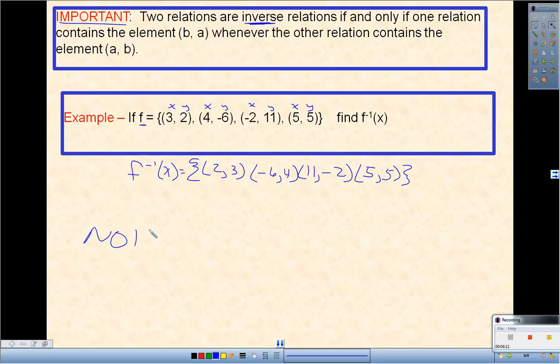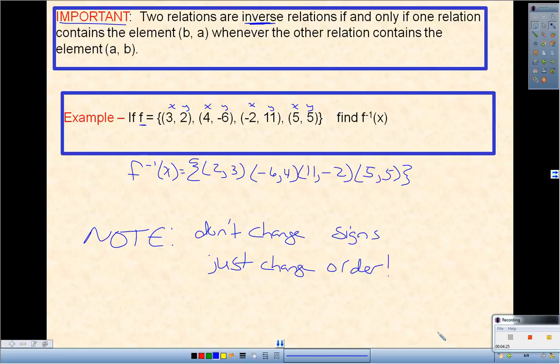It is very important that you notice that you don't change the signs on your ordered pairs. You just simply swap the order. The x becomes the y and the y becomes the x, but under no circumstances do you change the signs. And so that's how you define the inverse of a relation.